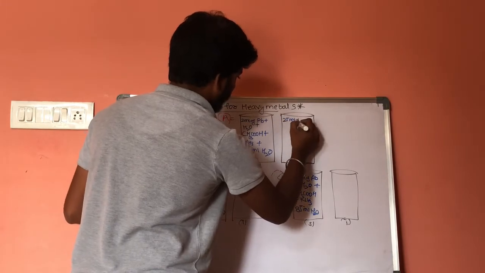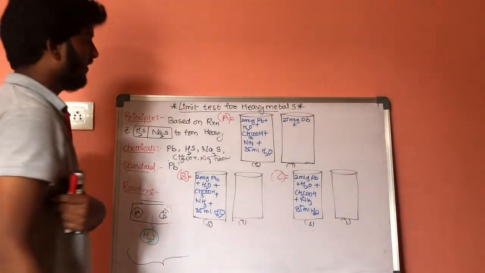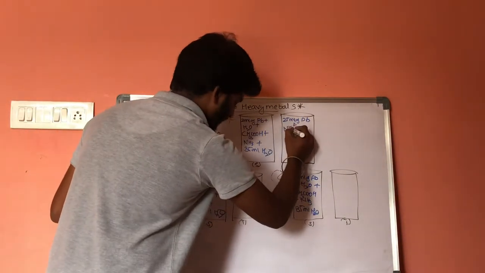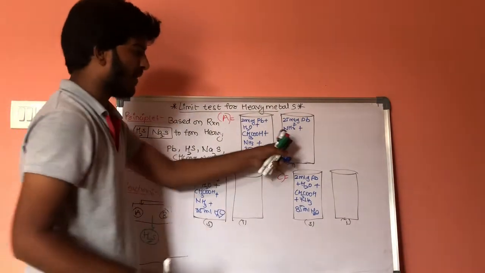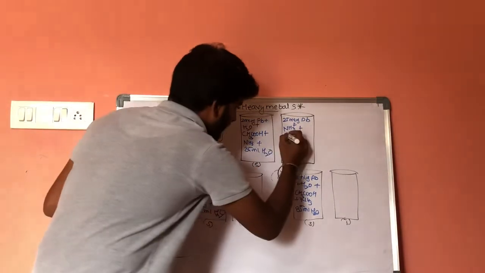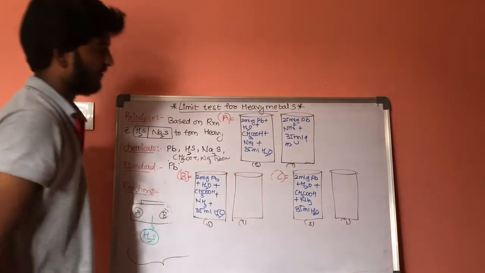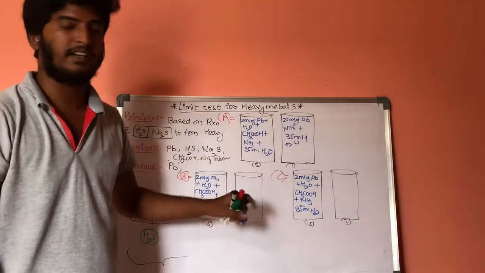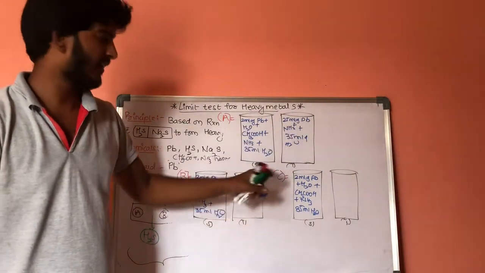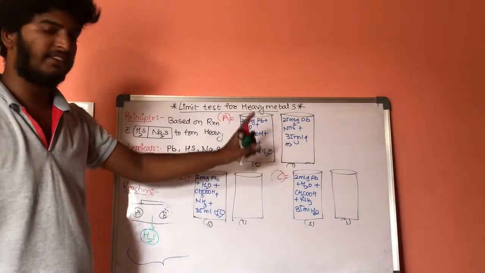25 ml of lead solution will be taken. At first, 25 ml of lead will be taken, then ammonia will be added. After adding the ammonia, 35 ml of water will be added. This is the first test solution, that is 25 ml of lead, ammonia, and 35 ml of water. This is the test solution of A.